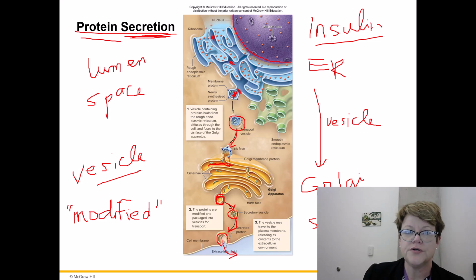So that whole story is protein secretion: the making of the protein, moving it through the ER, through vesicles to the Golgi, and then through vesicles to be released from the cell. So it's a process. It's something cells do.